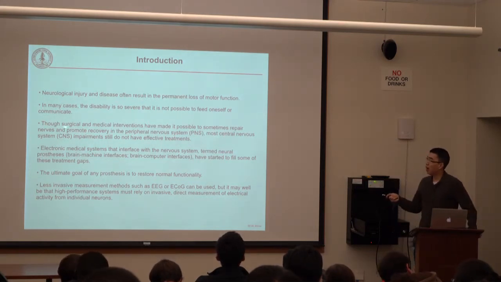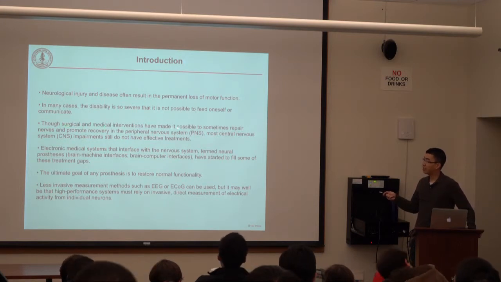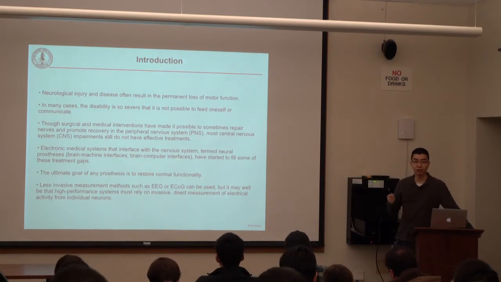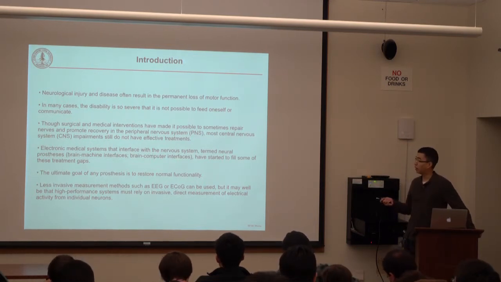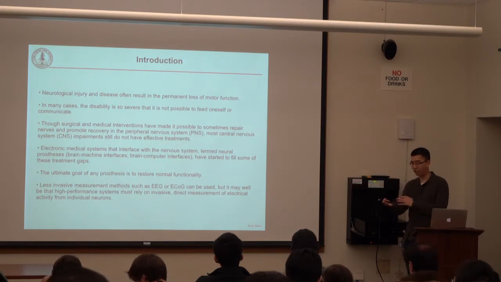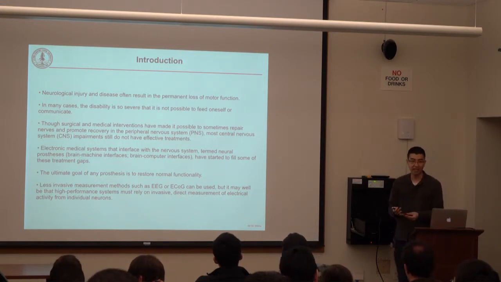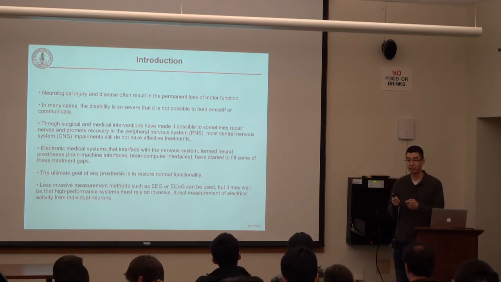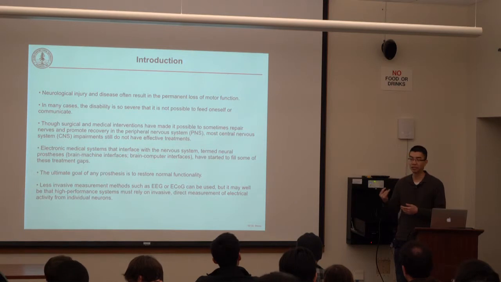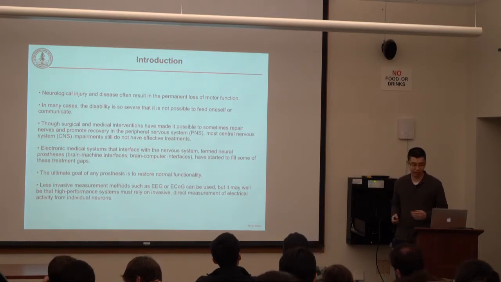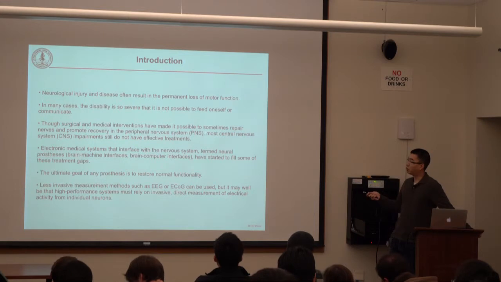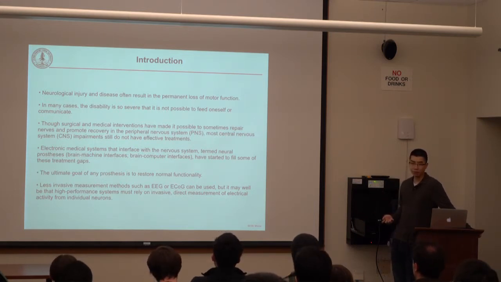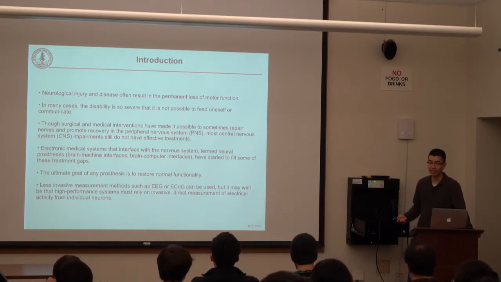While there are surgical and medical interventions that make it possible to sometimes repair nerves in the peripheral nervous system, for example, if you have a finger that's amputated, you can, early on, reattach that finger and perform a surgery to have the nerves grow back so that you can restore function of that finger, we actually don't have many effective treatments for the central nervous system. And so we don't know how to treat ALS.